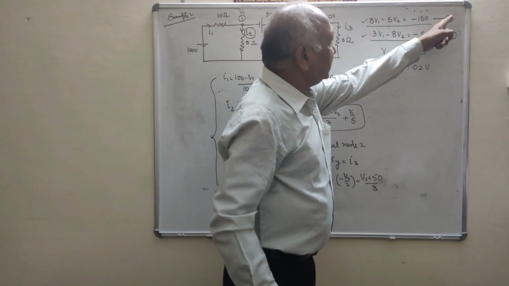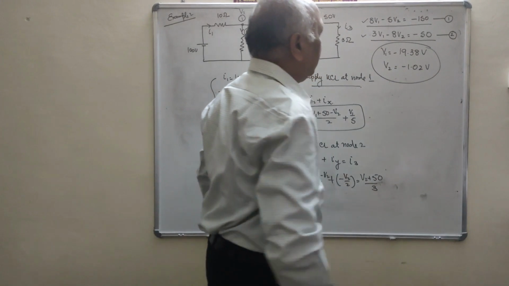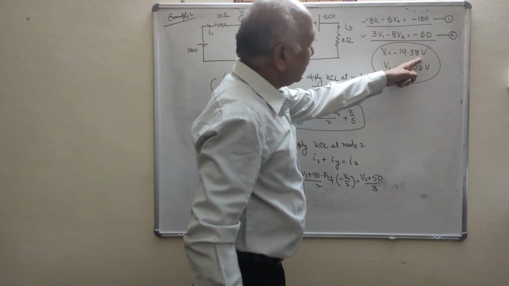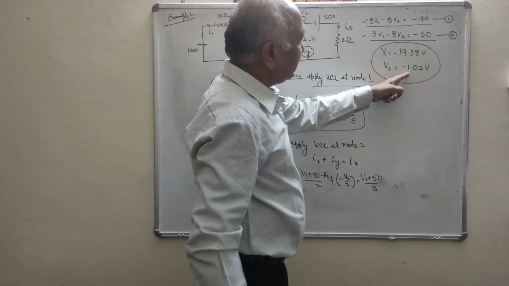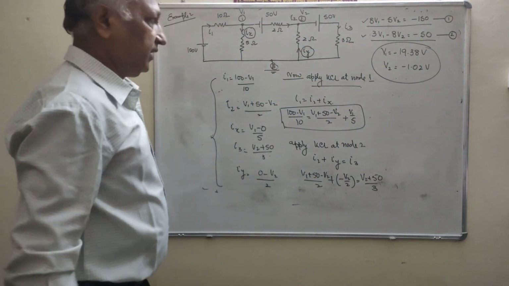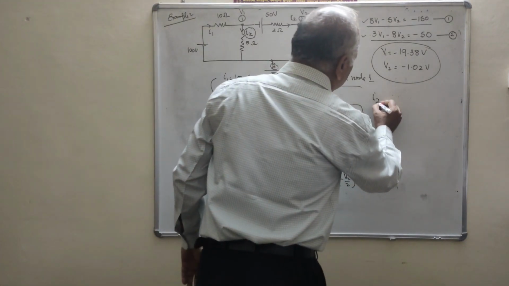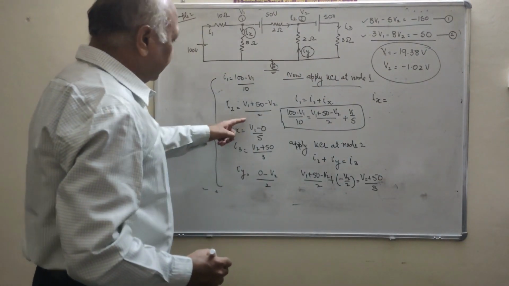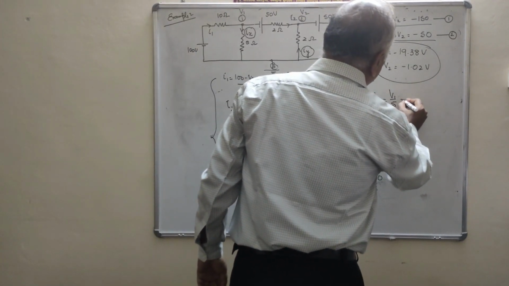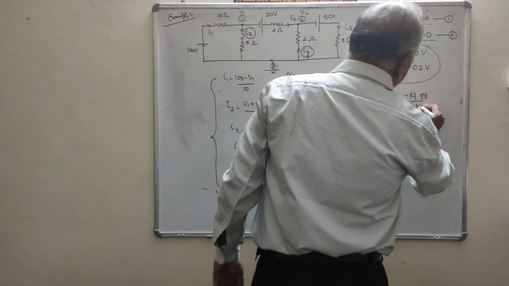After solving these two equations, you are getting the voltage values of V1 and V2. So V1 is minus 19.38 and V2 is equal to minus 1.02 volt. Now you have to find the value of the Ix. What is the value of the Ix? That is V1 upon 5, equal to minus 19.38 upon 5.